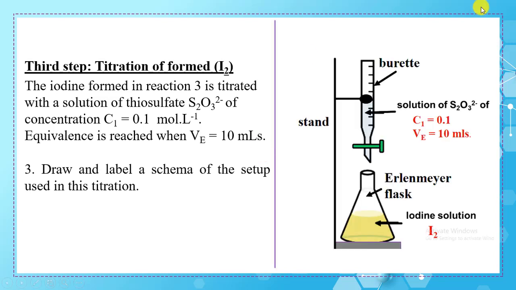So, we draw this setup. It's composed of a stand, a burette, and an Erlenmeyer flask. You can see the concentration of thiosulfate is given, so this is the titrant, and we place it in the burette. Whereas in the Erlenmeyer flask we are titrating I2 with unknown concentration.